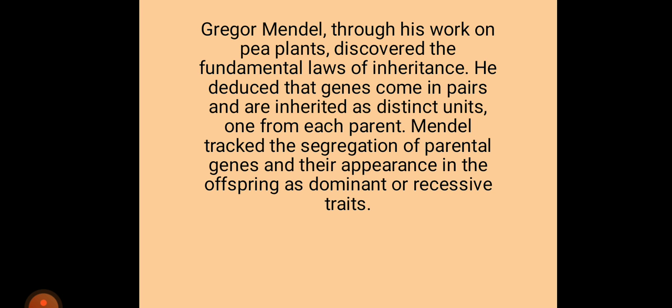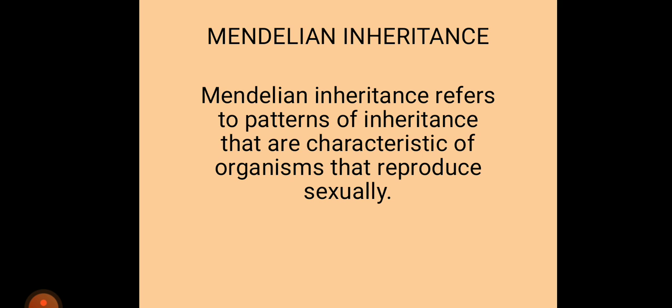Through his careful breeding of garden peas, Gregor Mendel discovered the basic principle of heredity and laid the mathematical foundation of the science of genetics. He formulated several basic genetic laws, including the law of segregation, the law of dominance, and the law of independent assortment, in what became known as Mendelian inheritance. Mendelian inheritance refers to patterns of inheritance that are characteristic of organisms that reproduce sexually.